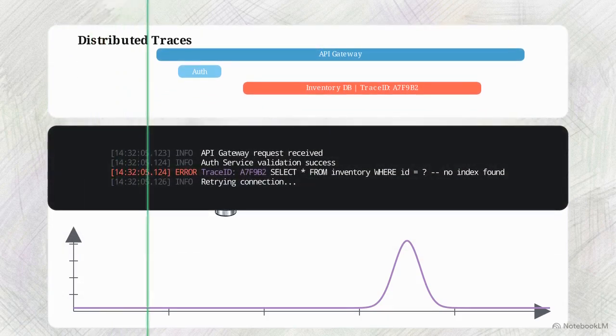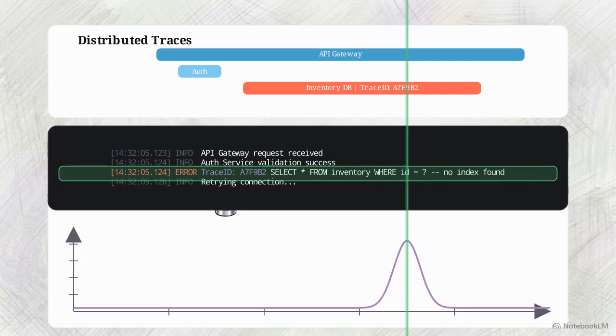Look at the final correlation. The trace ID aligns perfectly with the log entry from that exact millisecond, revealing the root cause. An index is missing on the inventory table.